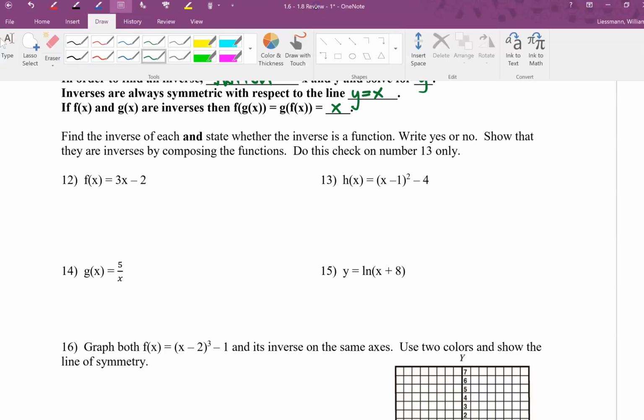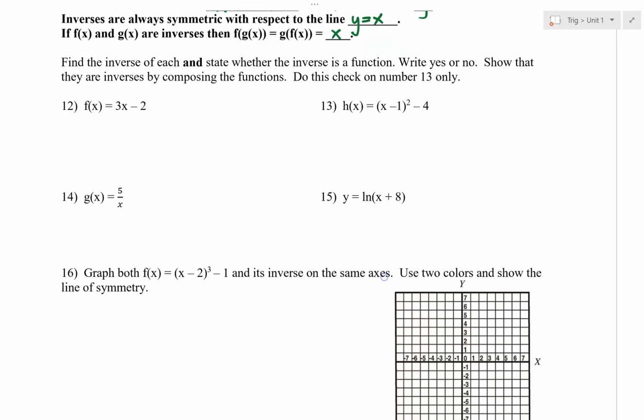So let's take a look at this first one. Find the inverse of each and state whether the inverse is a function, yes or no. That's the first part. And then show that they are inverses by composing the functions. Do this check on number 13 only. So this is the only one that we're going to compose, meaning this last part that we talked about up here at the top.